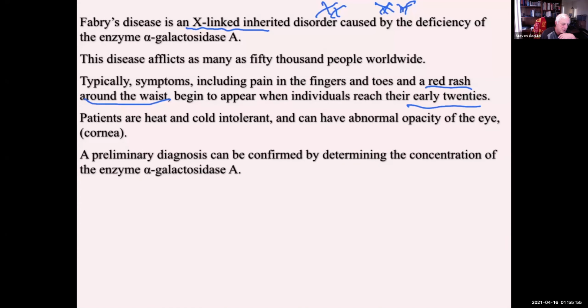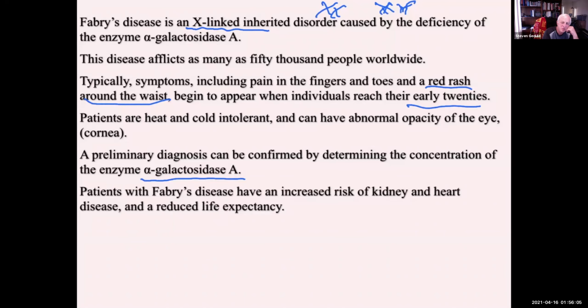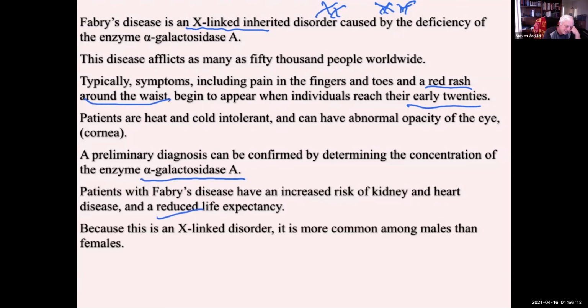A preliminary diagnosis can be confirmed by determining the concentration of the enzyme alpha galactosidase A. So you look for that enzyme. Patients with Fabry's disease have increased risk of kidney and heart disease and a reduced life expectancy. This is an X-linked disorder, more common among males than females.